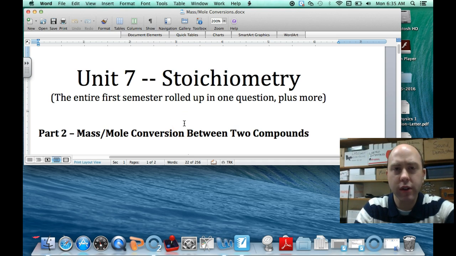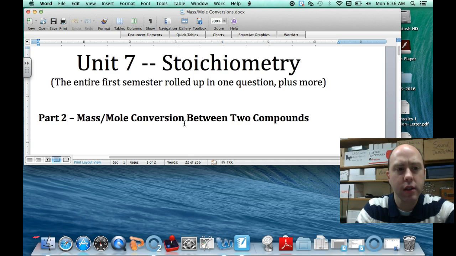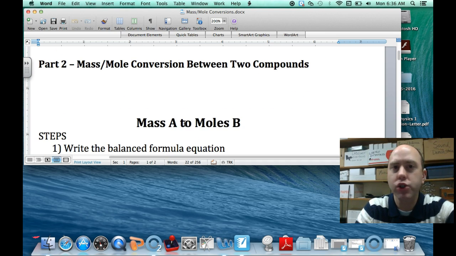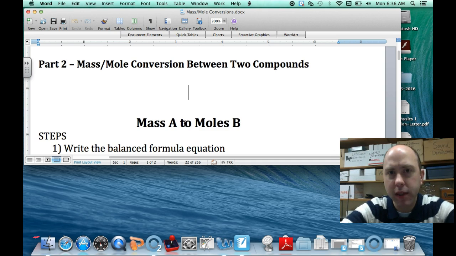So first one we're going to start off with just mass to moles. So let's look at an example of that one. There are 4 basic steps to do a mass to mole relationship. Step 1 is, just like in mole ratio, we have to write out the balanced formula. This is usually the hardest step, because if you mess up this step, the whole thing's going to be messed up. So if you can get this part done, then you get the hardest part down.